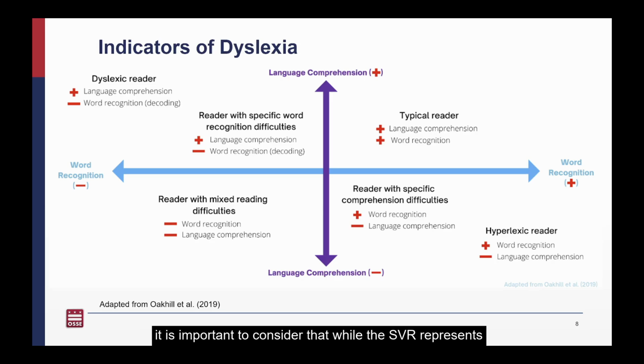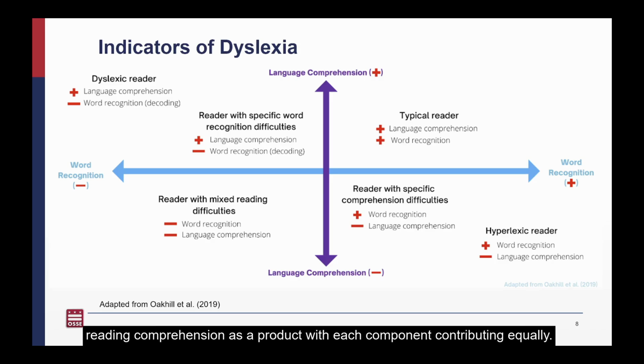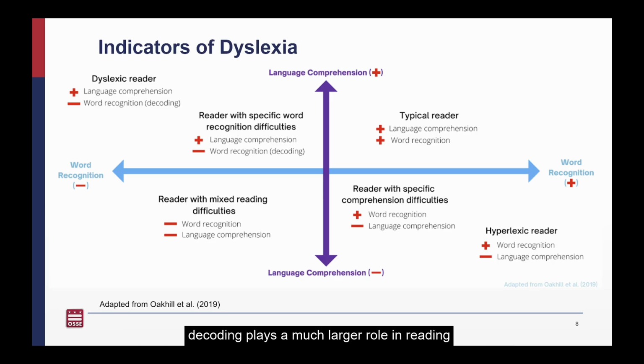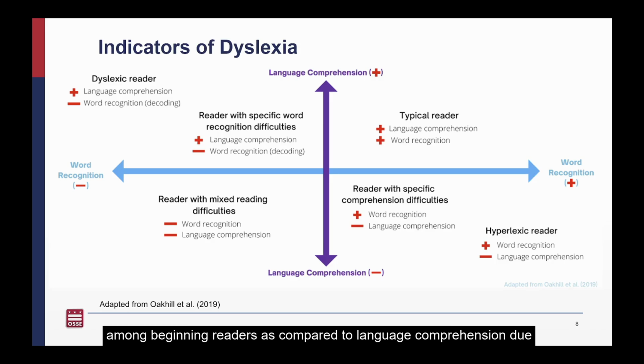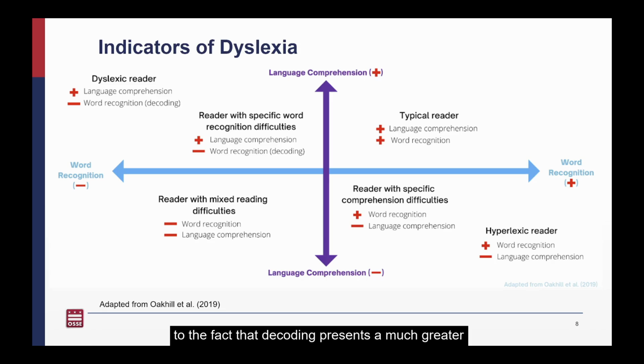It is important to consider that while the SVR represents reading comprehension as a product with each component contributing equally, the relative contributions of language comprehension and decoding vary across the course of reading development at different ages and grades. For example, decoding plays a much larger role in reading among beginning readers as compared to language comprehension due to the fact that decoding presents a much greater cognitive challenge at the initial stage of reading.